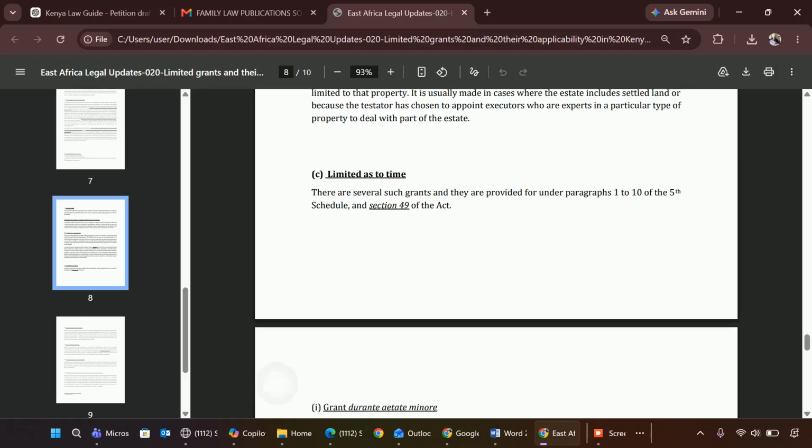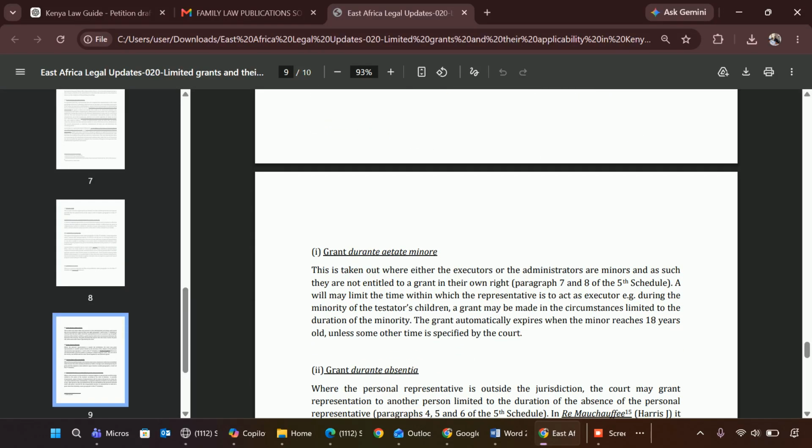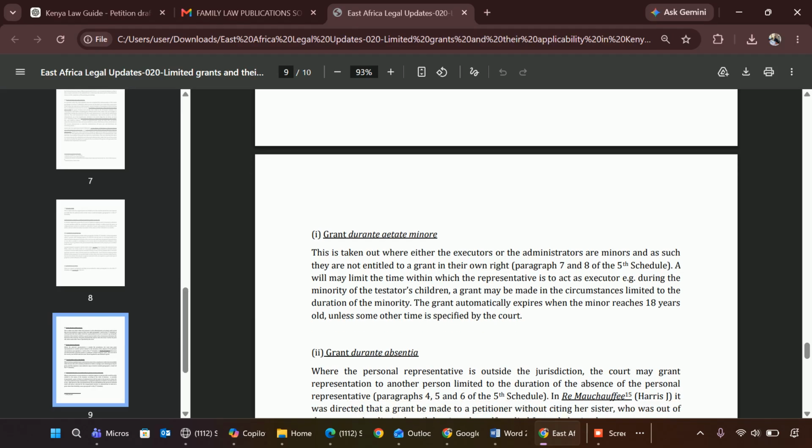Then we are still under limited as to time. Grant durante aetate minore. This is taken out where either the executors or the administrators are minors and as such are not entitled to a grant in their own right. A will may limit the time within which the representative is to act as an executor during the minorities of the testator's children. A grant may be made in the circumstances limited to the duration of the minority, and the grant automatically expires when the minor reaches 18 years old, unless some other time is specified by the court. So it is called grant durante aetate minore.